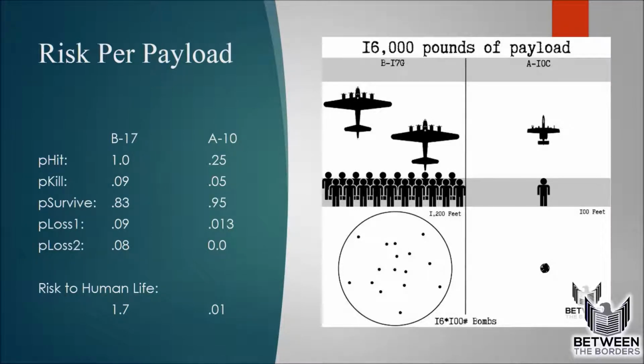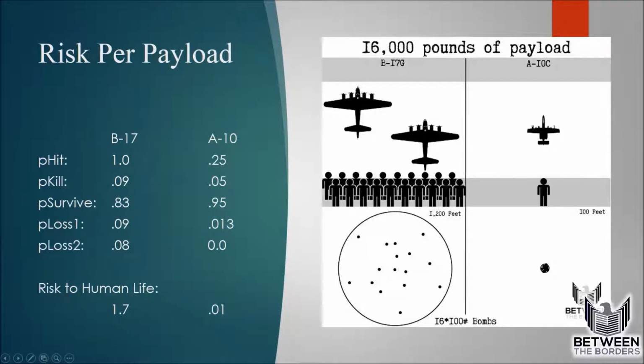Makes the survivability of a B-17 roughly 83% and an A-10 95%. We're not saying that every A-10 that goes out has a 5% chance of falling out of the sky. What we're saying is comparatively, the chances of losing an A-10 are substantially lower versus a B-17.